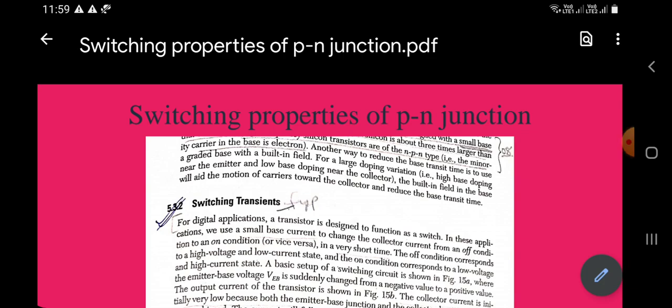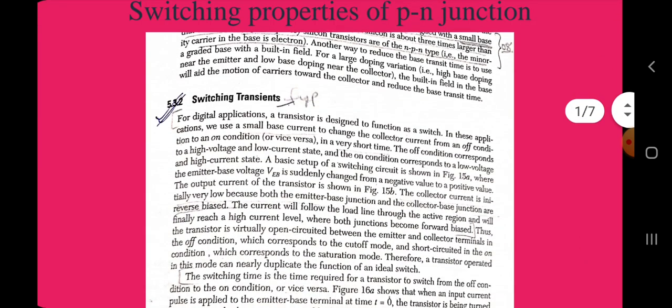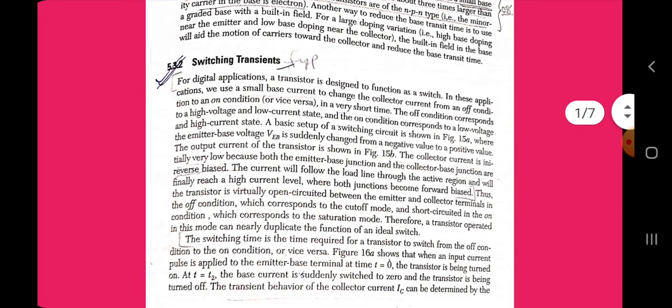For digital applications, a transistor is designed to function as a switch. In these applications, we use small base current to change the collector current from off position to an on position or vice versa in a very short time. The off condition corresponds to a very high voltage and low current state, and the on condition corresponds to a low voltage and high current state.